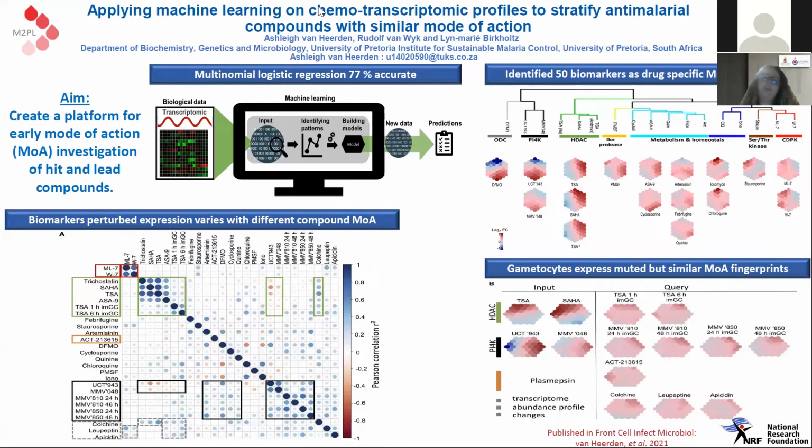Interestingly enough, these 50 biomarker genes were identified from asexual data, but when we looked at the expression of these genes in immature gametocytes, we saw that for compounds that were treated in asexuals, we get a similar fingerprint within immature gametocytes treated with the same compound. Therefore, this study contributes a new sensitive strategy to specifically and rapidly identify the mode of action of novel compounds and holds promise to accelerate antimalarial drug discovery programs.